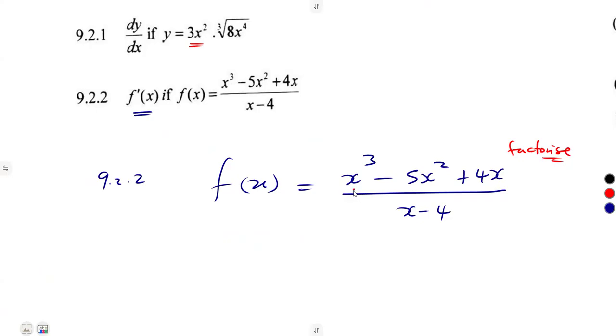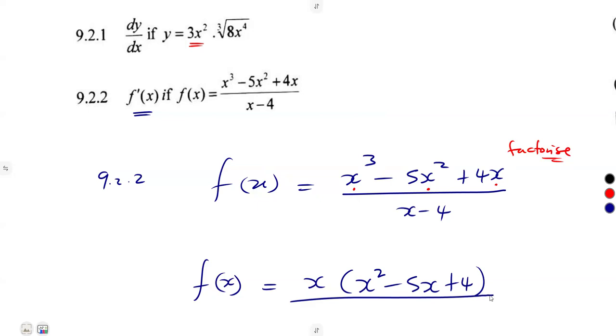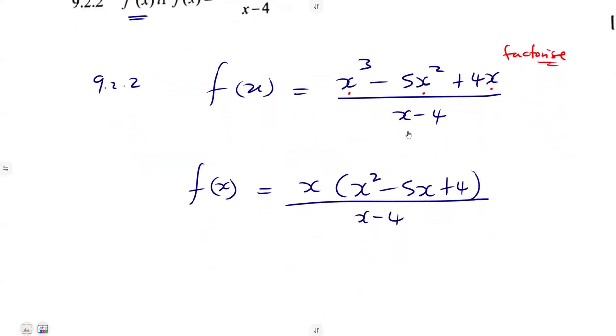All right? There is x, there is x, there is x. X is the highest common factor. So let us factor that one first. X factored out: x cubed divided by x is going to give us x squared. Minus 5x squared divided by x is minus 5x. Here we cancel x and x, so we remain with positive 4, everything over x minus 4. Still, as we factored out the x, we do not have any common term that we can cancel out. So let us consider this quadratic here.